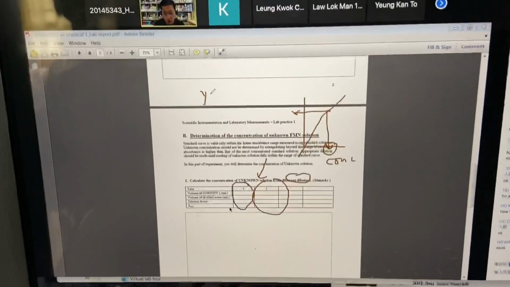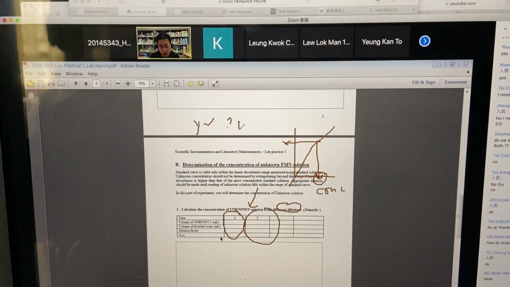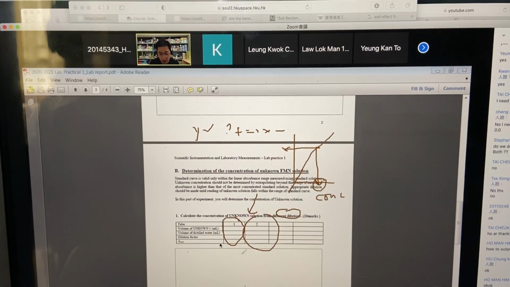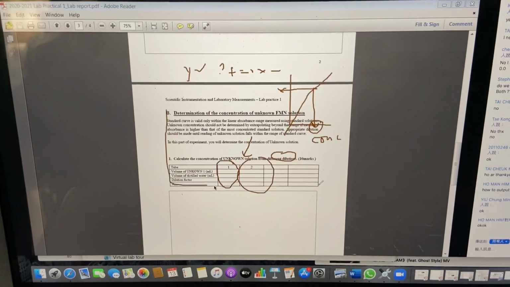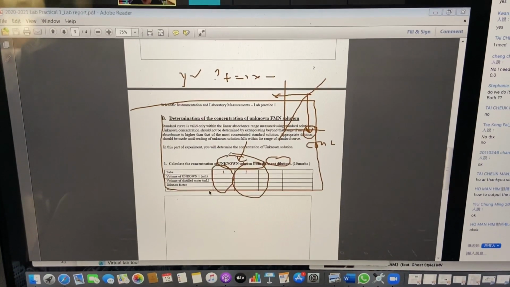So we got a y here, and the y is the sum of the figures, okay? The figures equal to, and we have the figures x plus c, and then you need to show the calculation here. But anyway, this part is to find out the unknown solution's concentration.